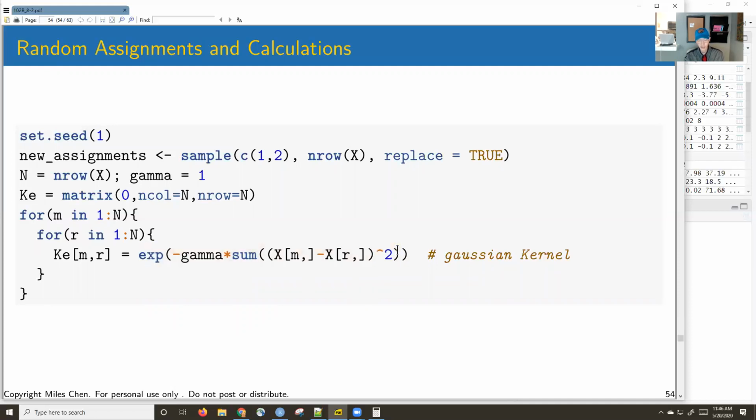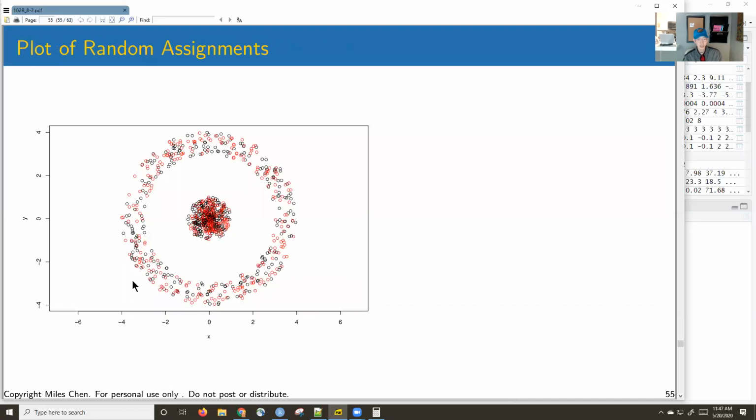So I don't actually have to transform it into infinite dimensional space and get the sum product. I can just use the kernel function, but it's equivalent to getting the inner product after transforming it into infinite dimensional space. So if I use that, I can try doing K-means clustering using the kernelized distances.